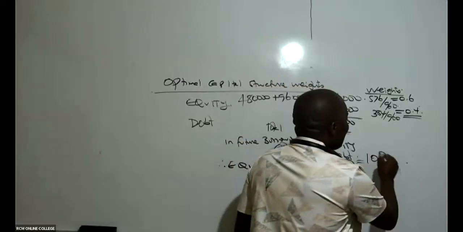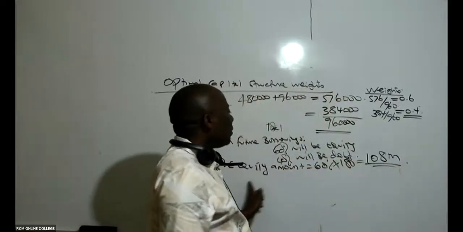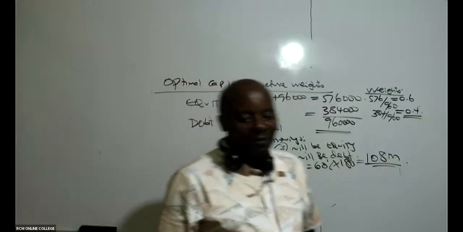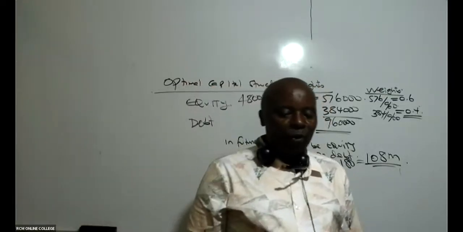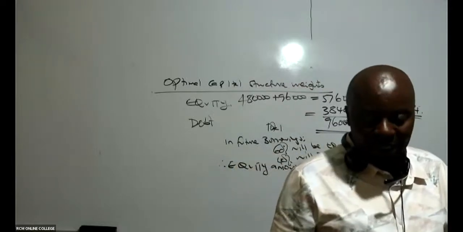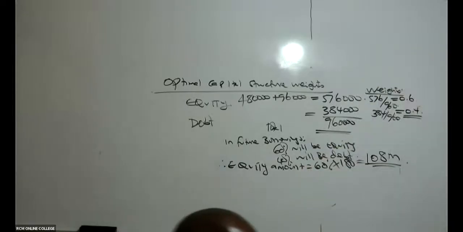Alafu sasa usianze kujifanya kama ni mjuaji. Wanza kusema ati na amount also from debt. You see, the examiner has not asked you about the debt amount. It is only the equity amount the examiner has asked you to get.